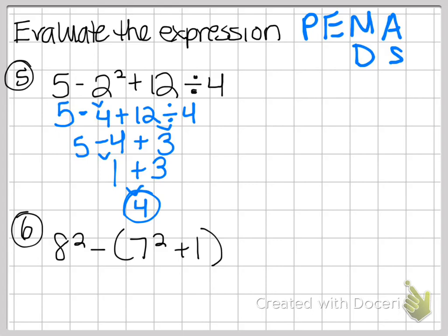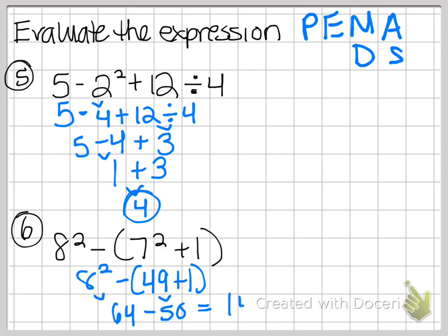For number 6, I've got exponents, more exponents, subtraction, parentheses, and addition. So I'm going to go ahead and solve what's inside the parentheses first and follow PEMDAS within that parentheses. So 7 to the second power is 7 times 7, which is 49, plus 1. And copy down what I haven't used yet. 49 plus 1 is 50. And here's 50. Minus 8 to the second power is 8 times 8, which is 64. 64 minus 50 equals 14.